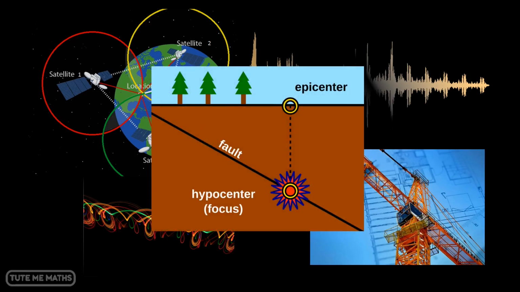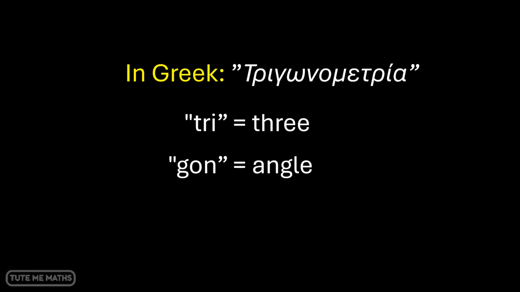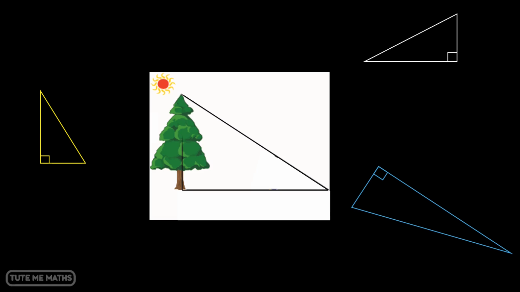and many, many more. The term trigonometry, although probably not used until 1595, comes from the Greek terms tri, meaning three, gon, meaning angle, and metri, meaning to measure. In this series, we will be dealing with the trigonometry involving right-angled triangles only.